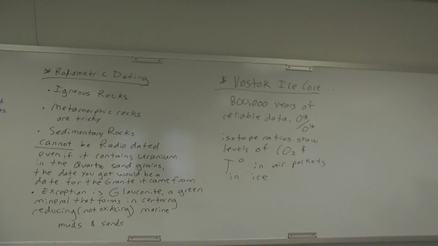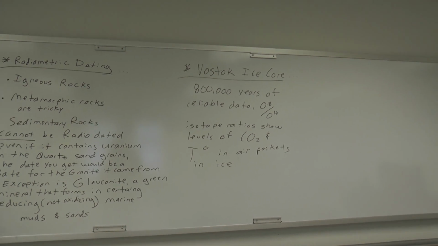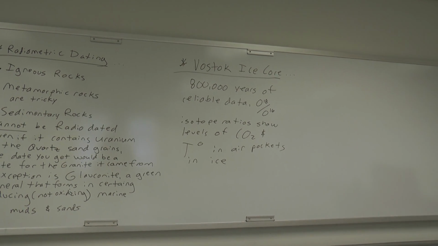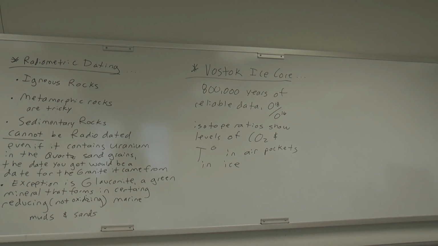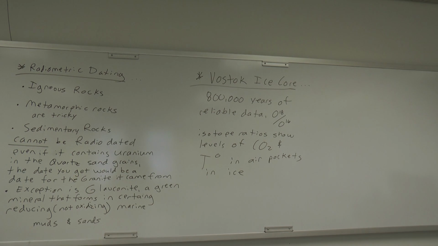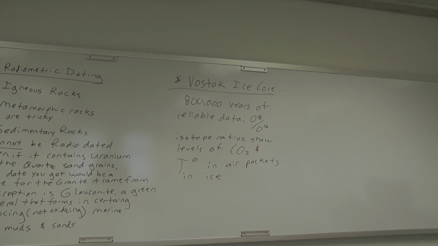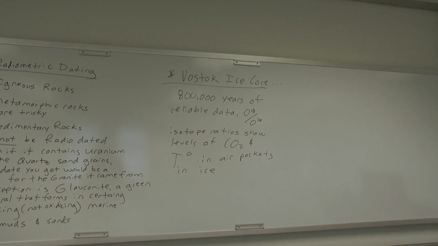One last thing for this video lesson. The Vostok Ice Core, Antarctica. We can go back 800,000 years of reliable data. We cannot go back any further. That's okay, we don't really need to. That tells us a lot, and we even have the last polarity flip of the sun in there at 700,000 years. We're looking at oxygen isotopes, a ratio of O18 to O16.